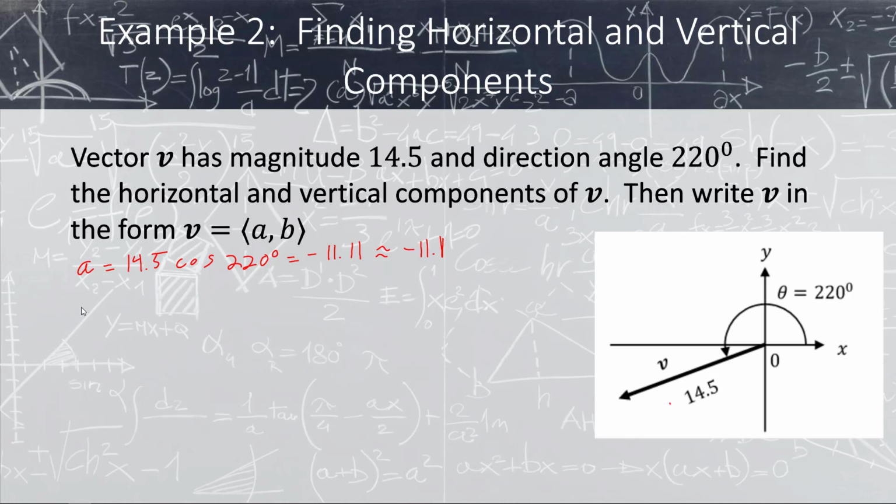Similarly, b will be equal to 14.5 times the sine of 220 degrees, and that will be equal to negative 9.32, which rounds to negative 9.3. And that kind of makes sense because we should have a negative x and a negative y. And if that's the case, we can express v algebraically as negative 11.1 and negative 9.3.